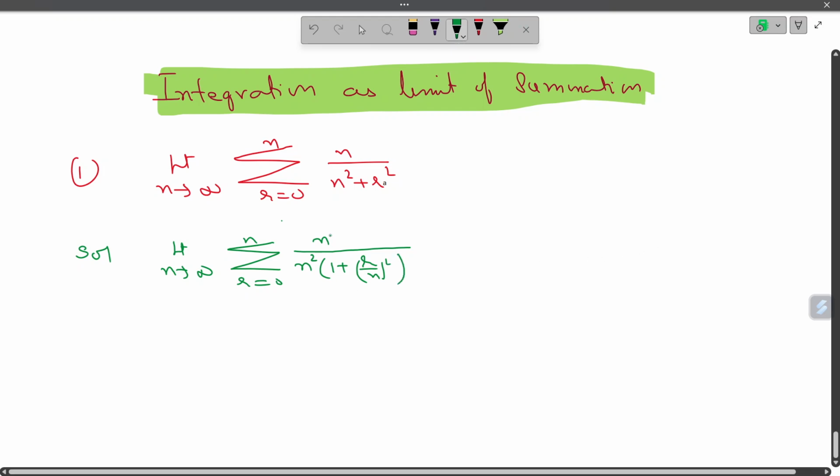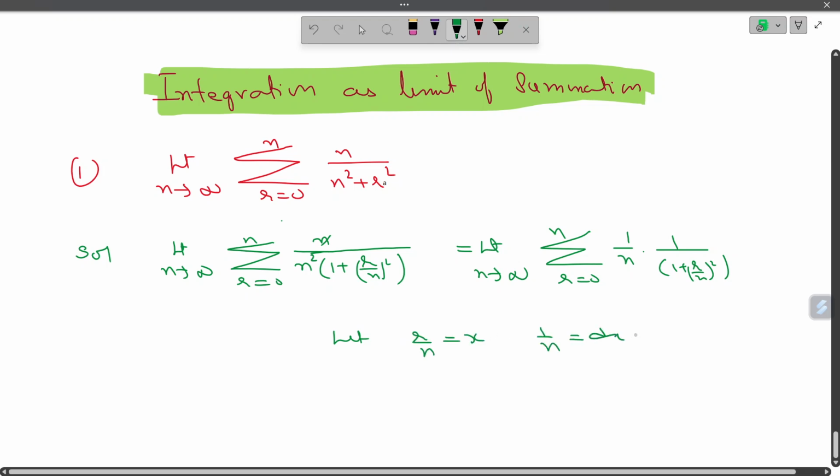And the n power gets cancelled. This is equal to limit n tends to infinity, summation r equal to 0 to n, of 1 by n times 1 by 1 plus (r by n) square. So let here some adjustment: let r by n equal to x, and 1 by n equal to dx.